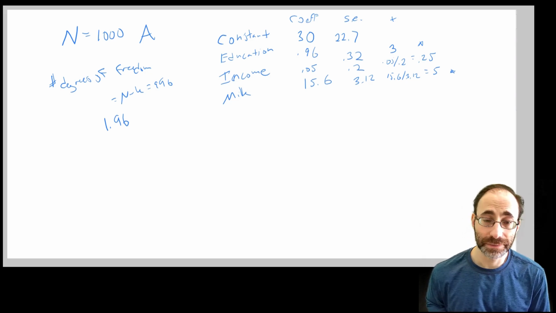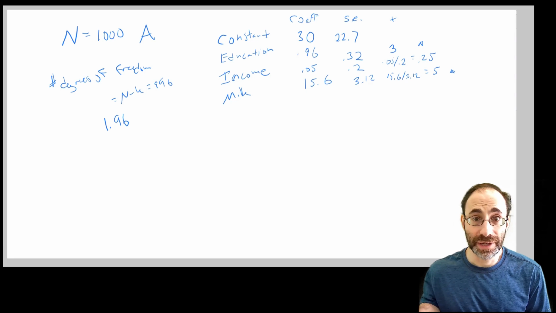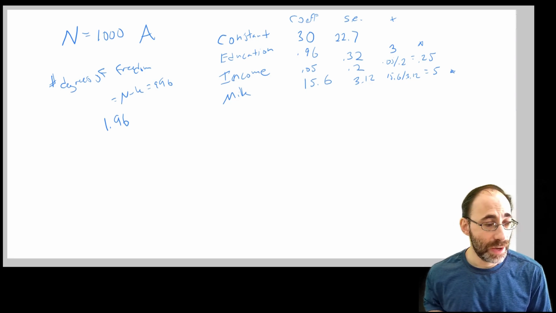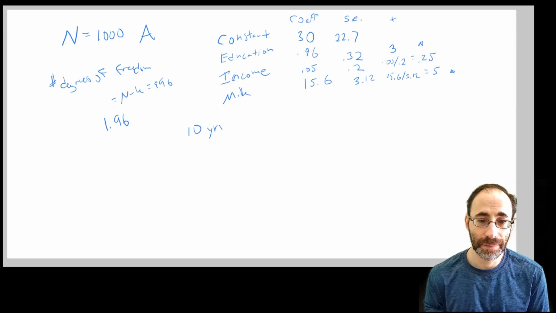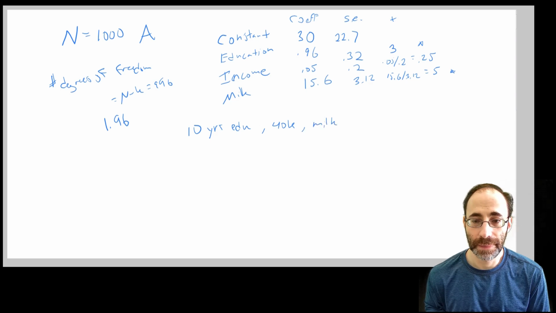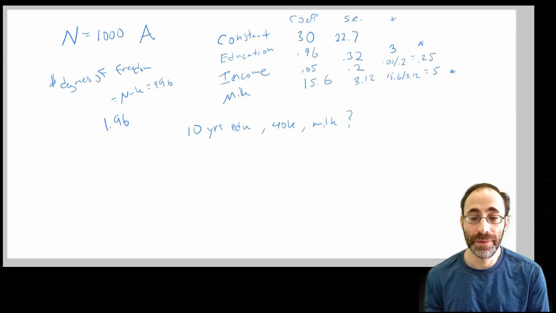Income is not significant at the 95% confidence level. Okay, now we'll conclude here with a prediction. So what if we had 10 years of education, and we had a person making $40,000 a year who had drunk milk? What's our prediction for the chance of voting for A?